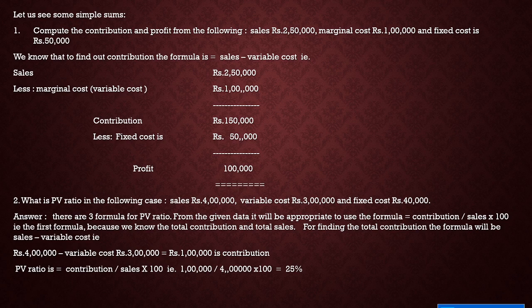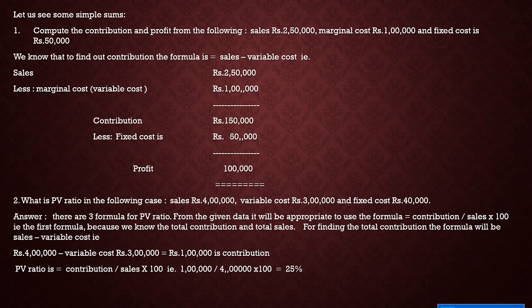Now, for PV ratio, we know there are three formulas. One, contribution divided by sales into 100. The second formula, contribution per unit divided by selling price per unit into 100. And the third formula, change in profit divided by change in sales into 100. So these are the three formulas that are available, provided you remember them. Only when you know all the formulas, you can analyze which one is used in this particular sum, depending on the data available.